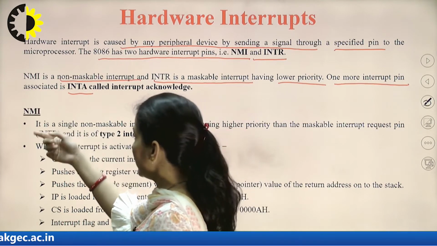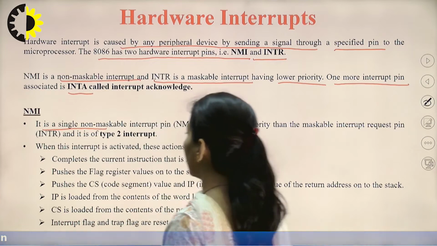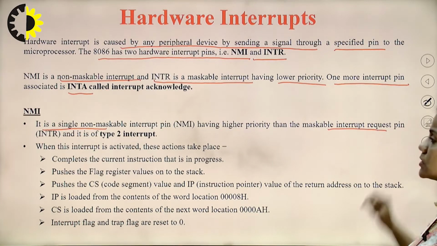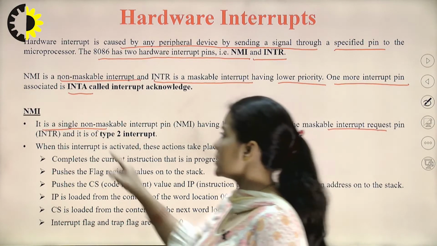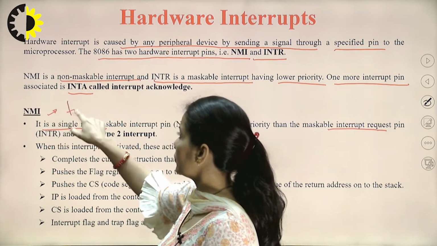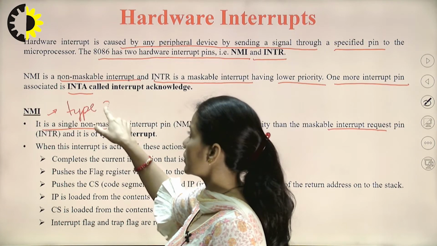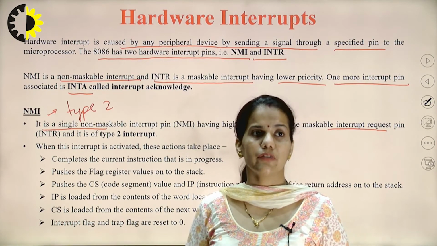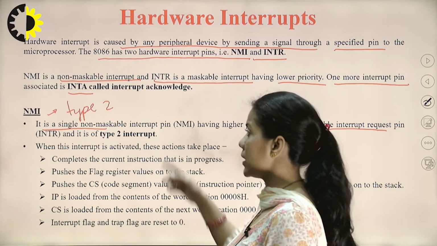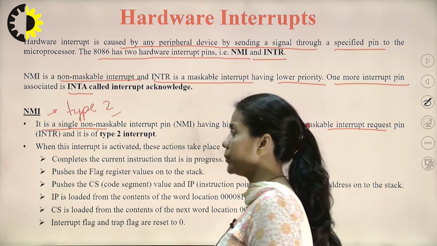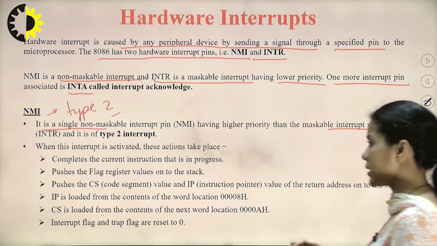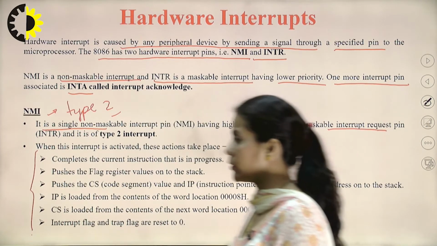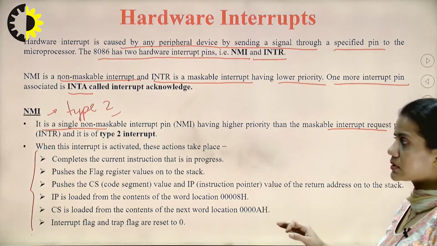What is NMI? It is a single non-maskable interrupt pin having higher priority than the maskable interrupt request pin, and this NMI is a type 2 interrupt. So the interrupts in 8086 have been categorized under different types, and NMI has been categorized as the type 2 interrupt. So what are the various steps that are executed as soon as the NMI arrives on the microprocessor have been discussed here.